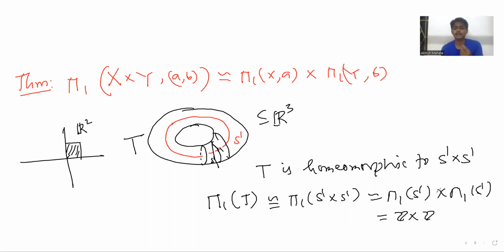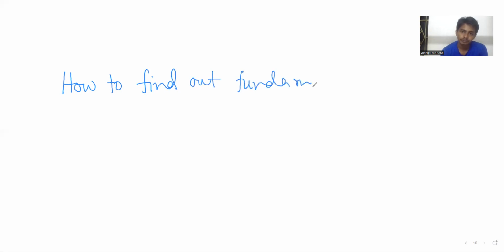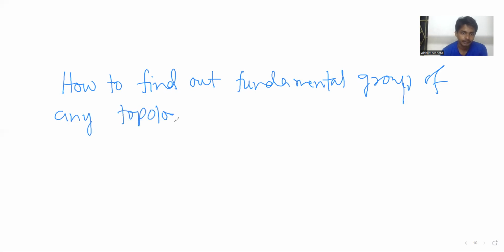Now the question: how do we calculate the fundamental group of an arbitrary topological space? As we discussed, this is always a problem. So how to find the fundamental group of any topological space? This is a big question. There are lots of tools, the covering space and also the Van Kampen theorem.